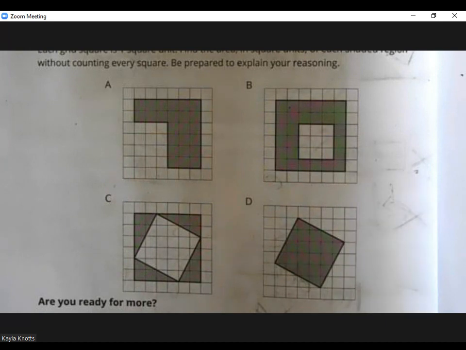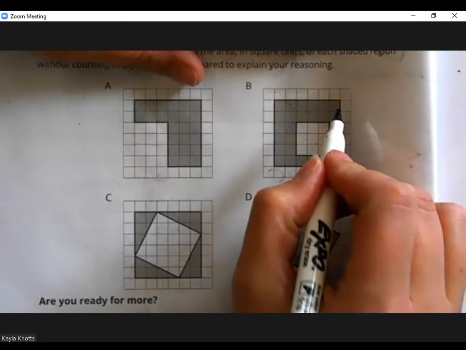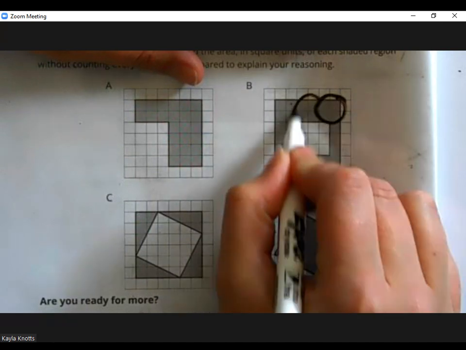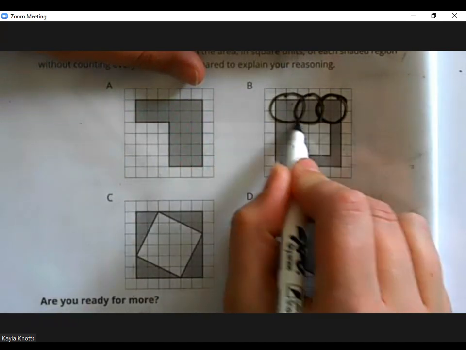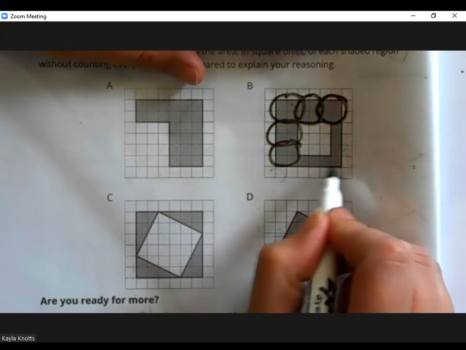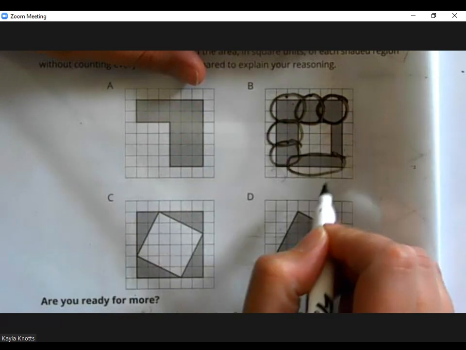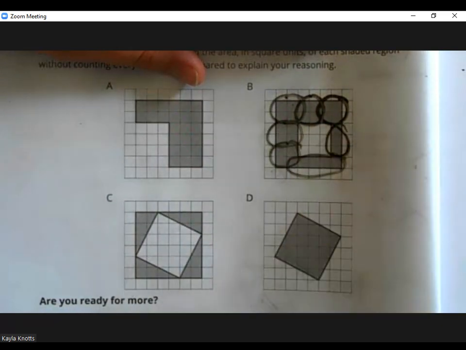Okay, so there's a couple different strategies that you can use for this. One of the main ones is grouping them. You can group the little boxes by 2s, 4s, 6s, however you want to, and then you can skip count to get your answer. For instance, count by 4. So 4, 8, 12, 16, 20, and then 24, 27. So that's one strategy.